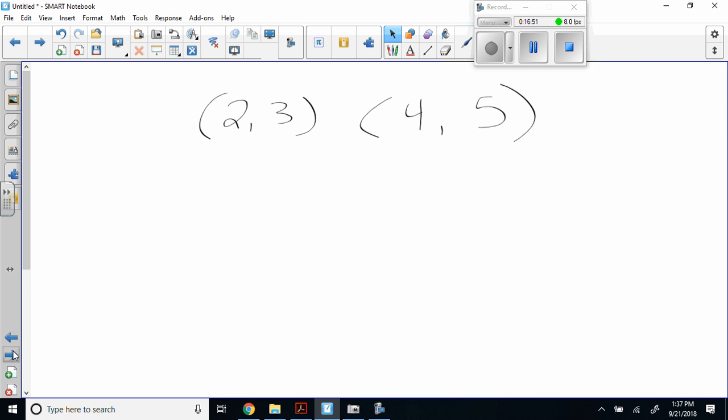I need you to write me the equation in slope-intercept form via point-slope form. Does that make sense? Via means through. So I need it in y equals mx plus b when we're done. You understand?